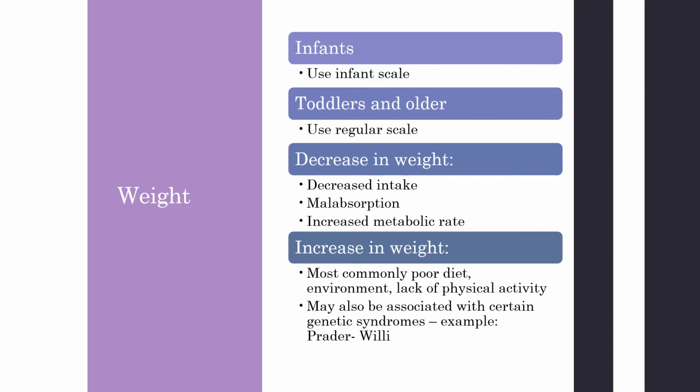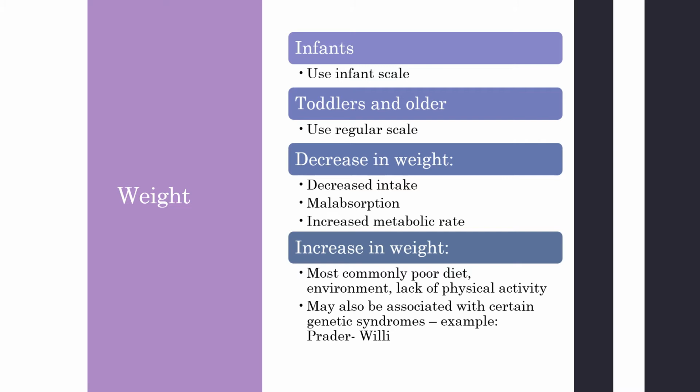But as far as decreases and increases in weight, a lot of times it's going to look at what the child's eating or not eating. We could see a failure to thrive issue with a decrease in weight. So maybe they're not absorbing their food like they should. That might be an issue. You could also look to see if there's a possible thyroid or pituitary issue going on with that. And an increase in weight, most commonly you're going to see it be the baby's being overfed, or they've got a poor diet, they're not exercising right. But you might also see some other genetic issues that come along.